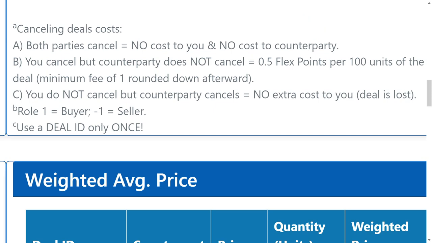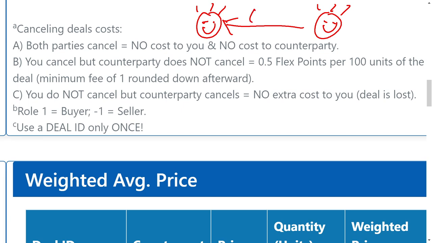So what's the key idea here? The key idea here is this. If you're going to make a deal with a group and you're thinking, can I trust them? Do I have trust?